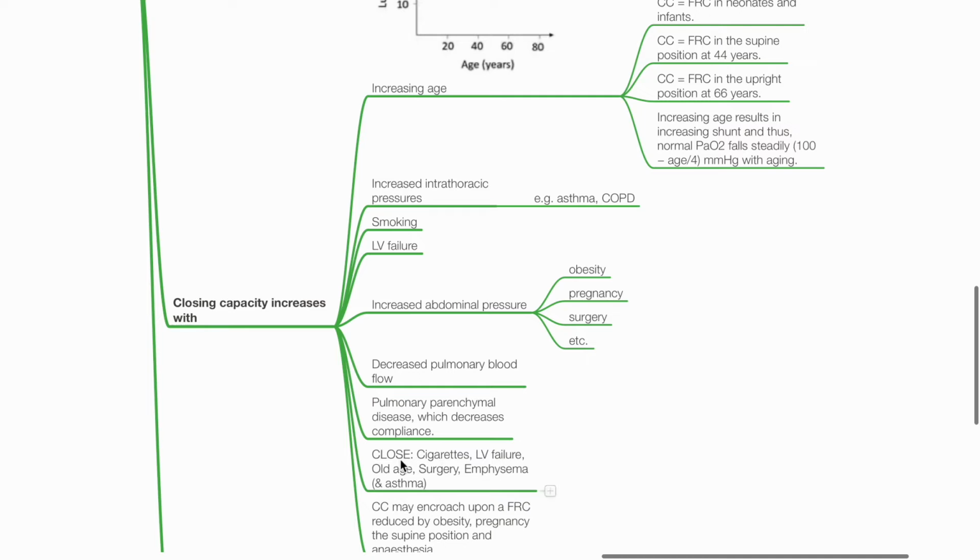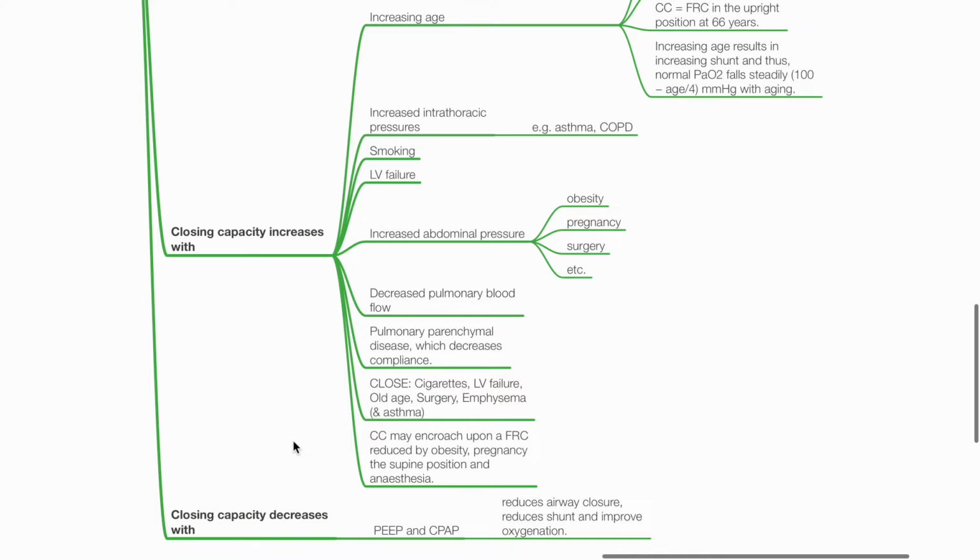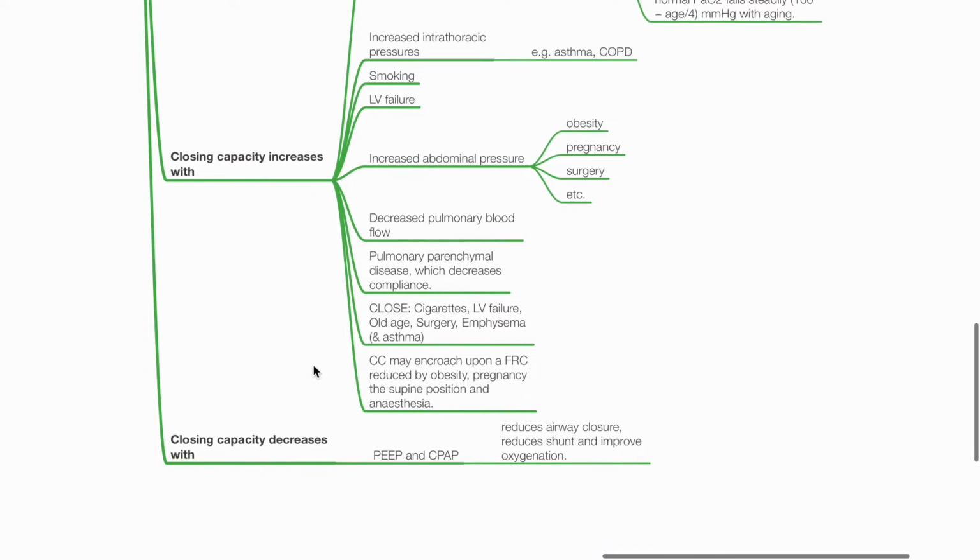Closing capacity also increases with increased intrathoracic pressures, such as due to asthma or COPD, smoking, LV failure, increased abdominal pressure, for example, obesity, pregnancy and surgery, decreased pulmonary blood flow, and pulmonary parenchymal disease, which decreases compliance.